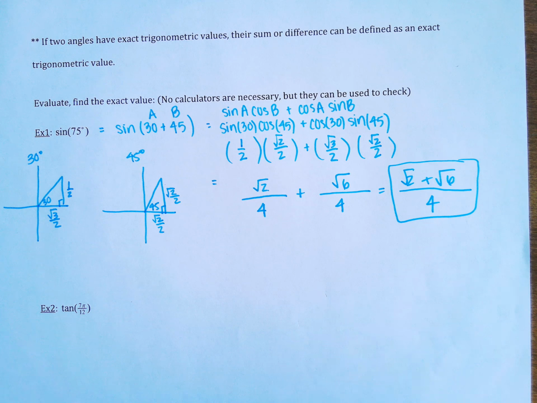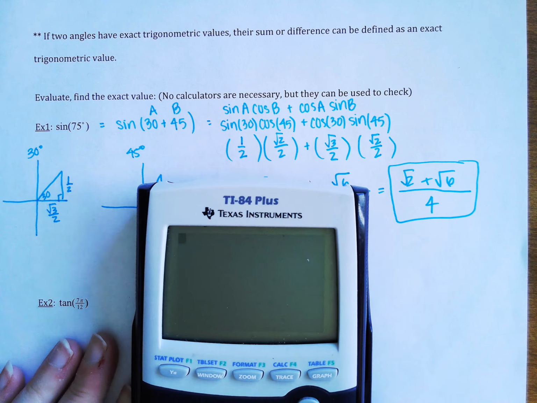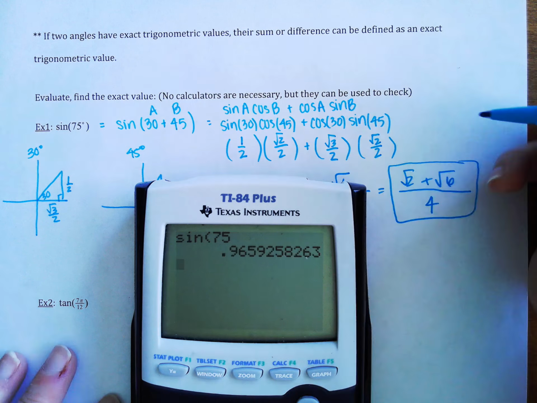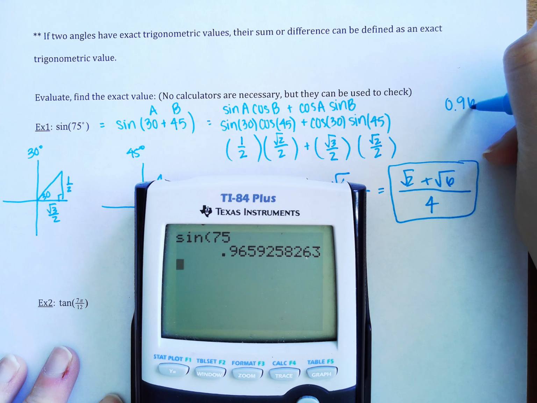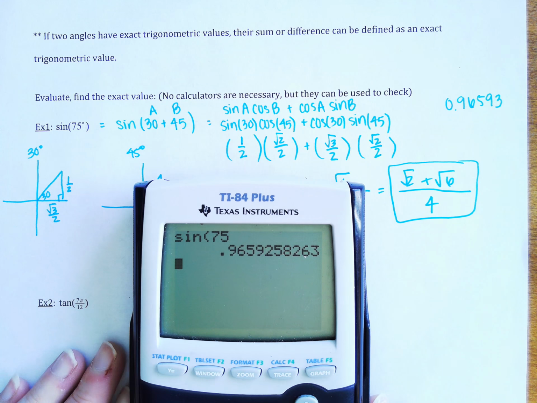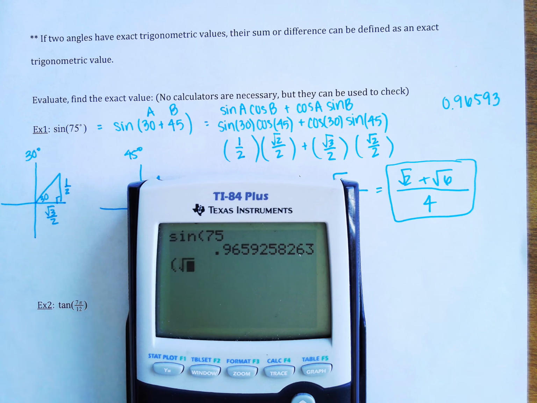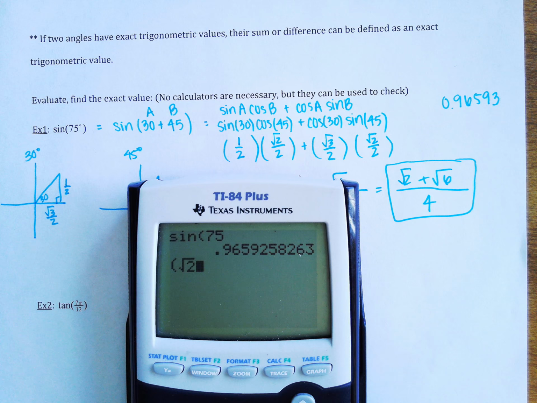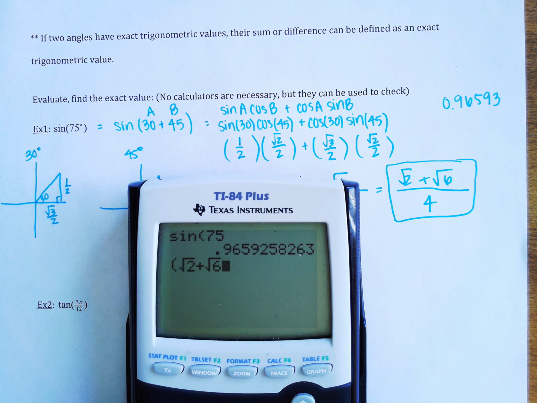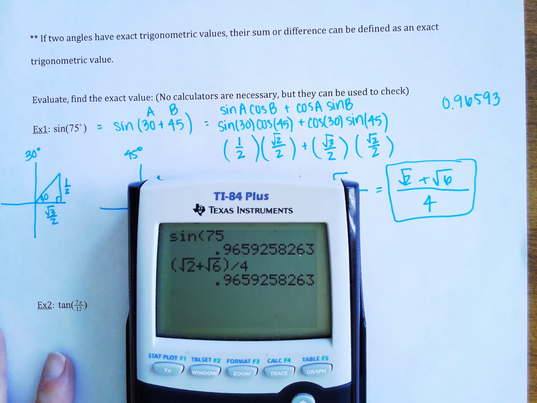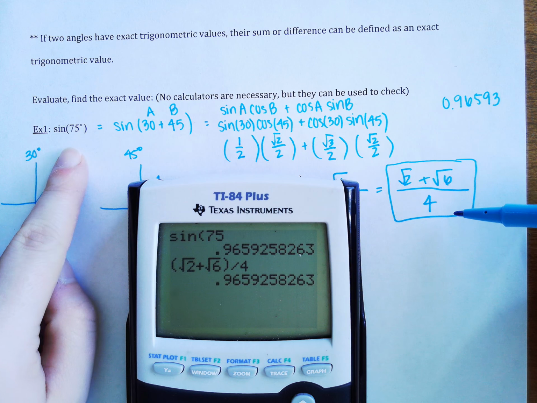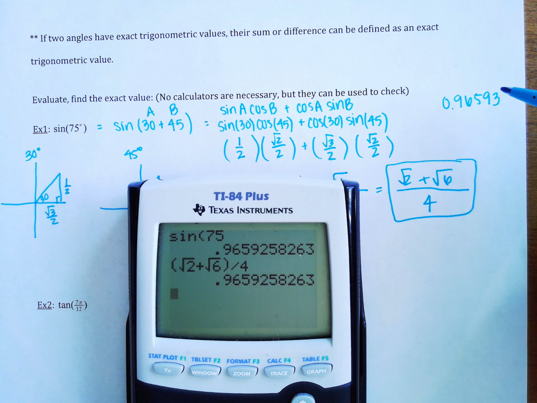And again, we don't have to use our calculator to check, but I'm going to. I'm going to find the sine of 75 degrees, and it is approximately 0.9659325. And I'm going to find then the value of root 2 plus root 6, all divided by 4, and voila, we get the same approximation value. So these things are exact. And this would be like the decimal representation of it, but we can find an exact answer, so we want to represent it as an exact answer.